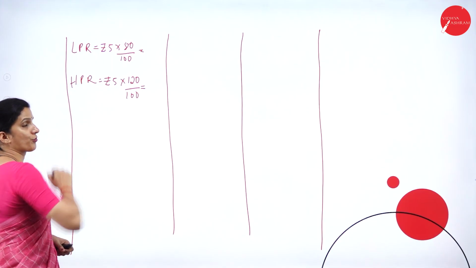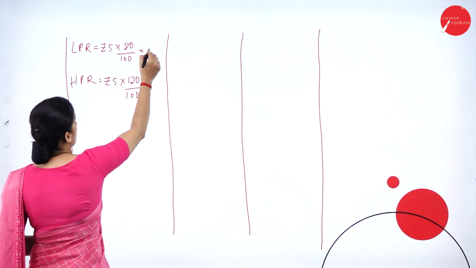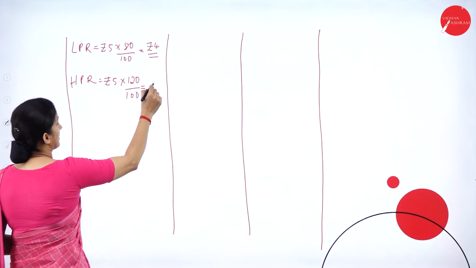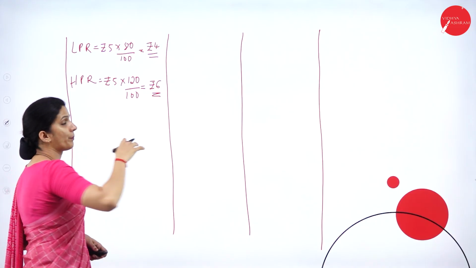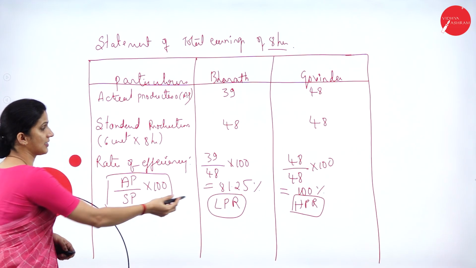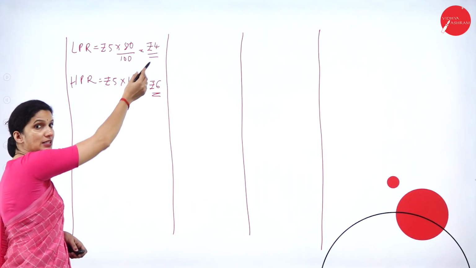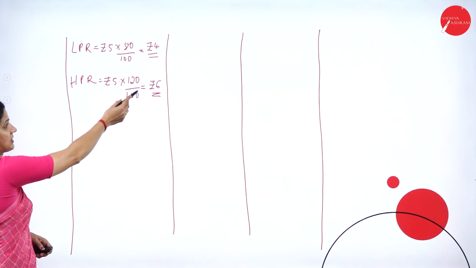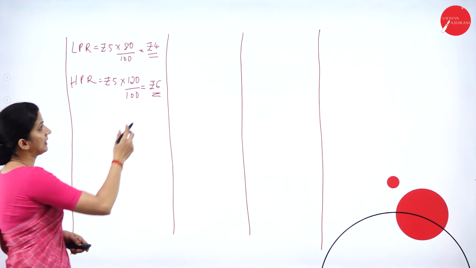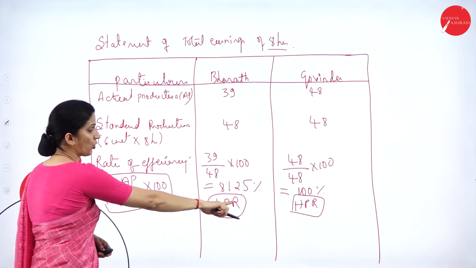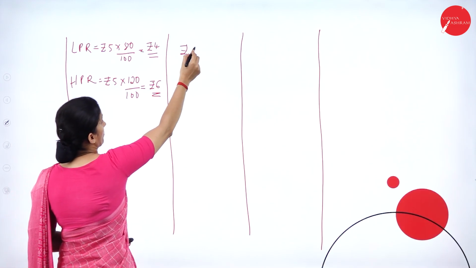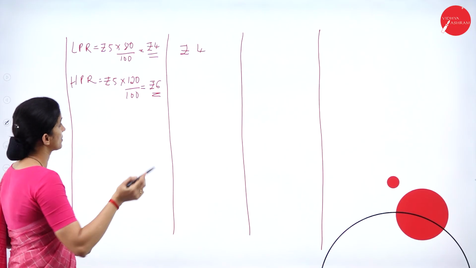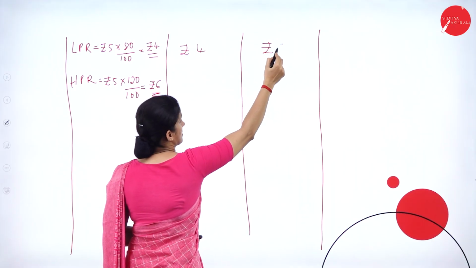So 80% of rupees 5, we are going to get rupees 4. Then 120% of rupees 5, we are going to get rupees 6. So for both workers, if he gets the low piece rate, the rate applicable for him is rupees 4. If the worker gets the high piece rate, the rate he is going to get is 6. So now we'll come back to the workers. Bharat is getting the low piece rate, so that means he is getting rupees 4. Then worker Govinda gets the high piece rate, so that means he is getting rupees 6.